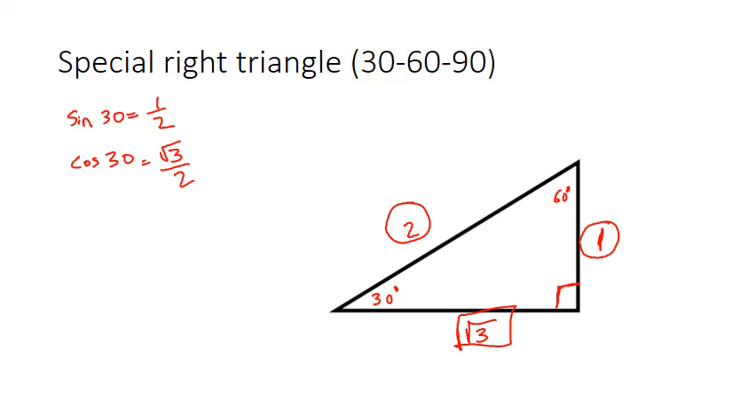So if we follow the same reasoning, then that means that sine of 60, opposite 60 is radical 3, and hypotenuse is 2. Cosine of 60 is 1/2 by the same reasoning. So remember these values, we're going to use them later. Or make sure you have them written down.